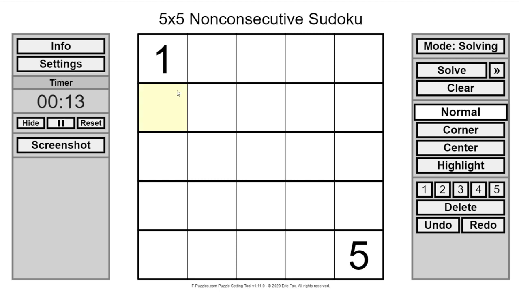So these both only affect one number, 2's for the 1's and 4's for the 5's. So one of those must be 2, one of those must be 5. 4 can't go in where the 5's go. 3 can't go in between the 2's.